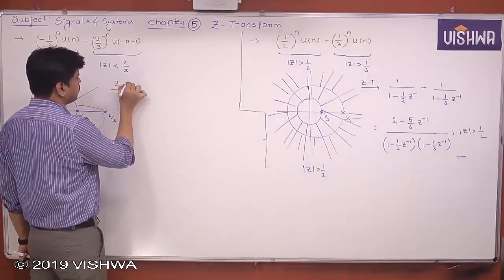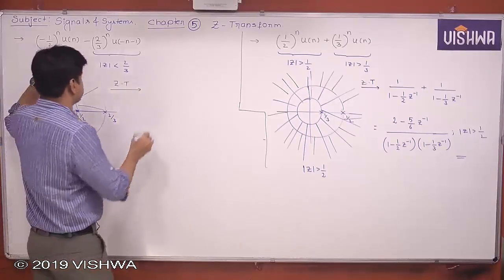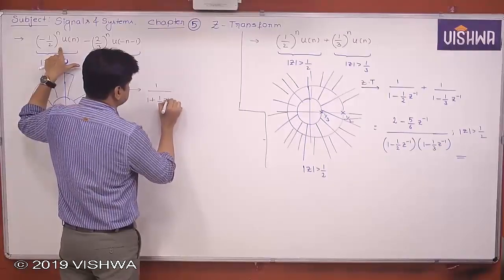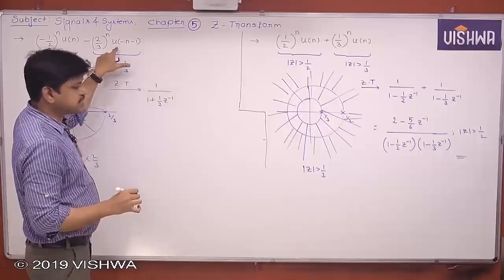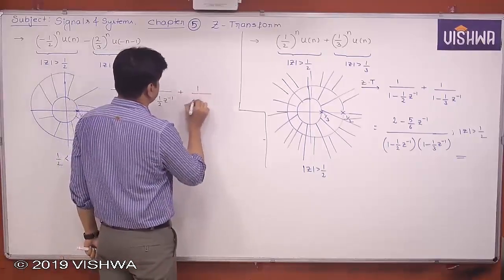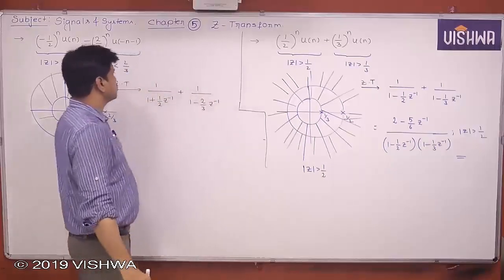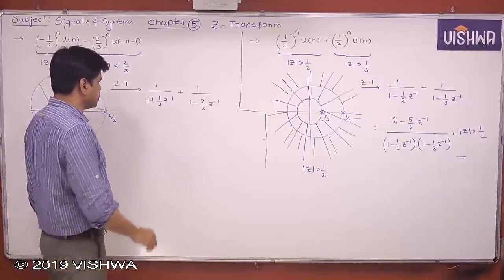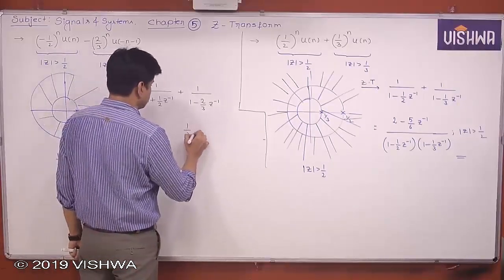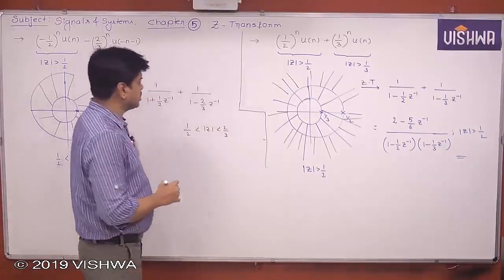Z transform. So you tell me, it is a right side signal, I don't have to change the sign: 1 by 1 plus 1 by 2 Z inverse. And this is a left side signal, so we have to change the sign. Then it is going to be plus 1 by 1 minus 2 by 3 Z inverse. So this is the Z transform. You can simplify it, but I don't want to do it. The ROC is 1 by 2 less than mod Z less than 2 by 3. Take it.